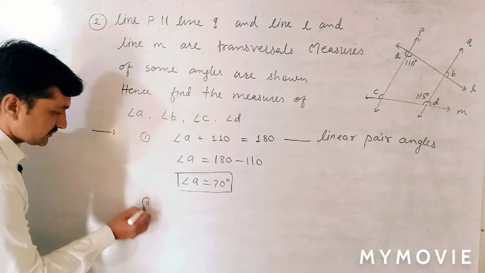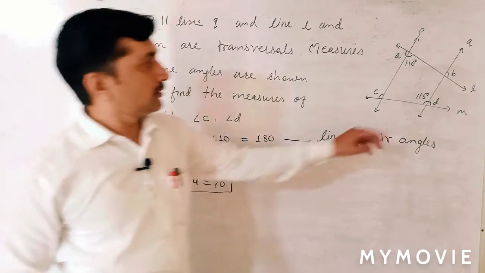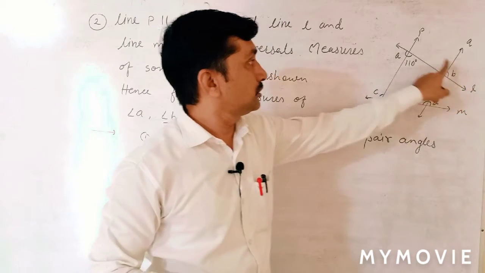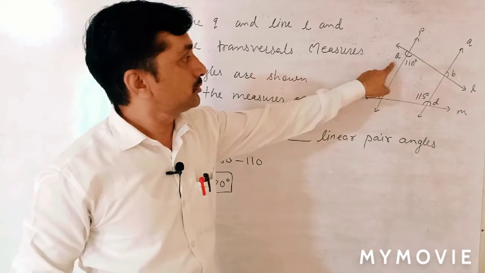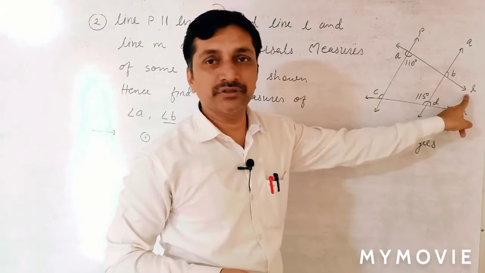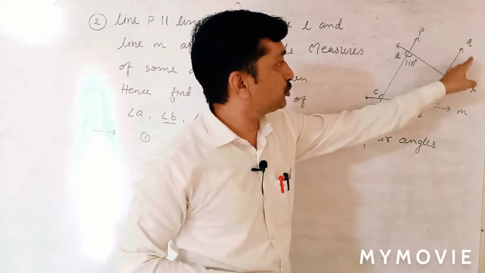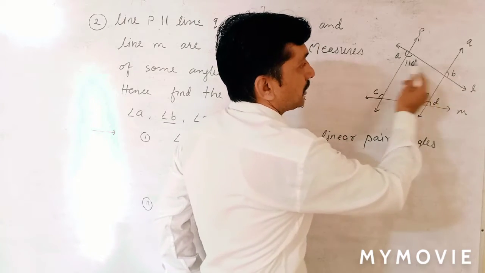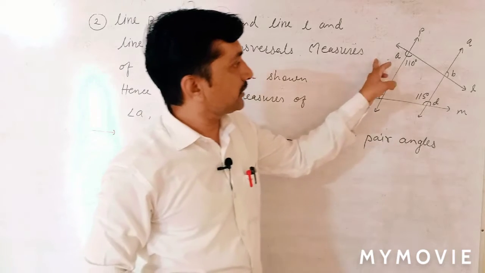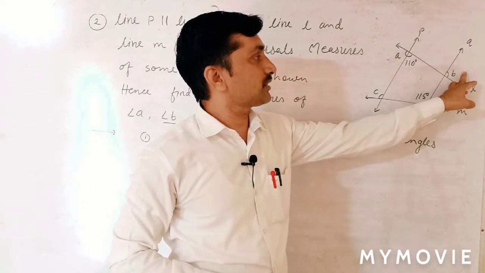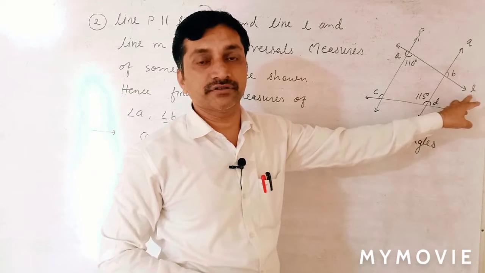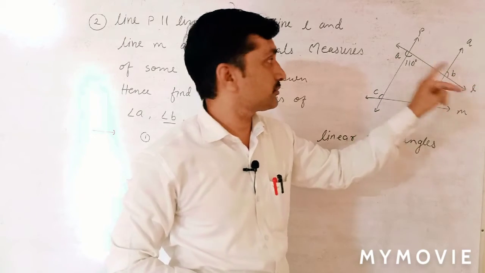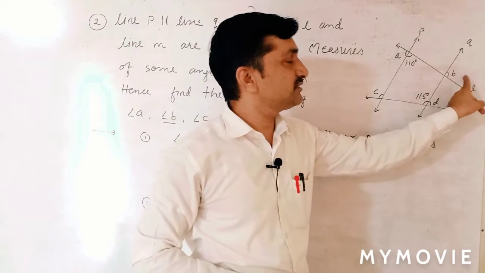Second, B. B is here on the second parallel line Q, and A is here on parallel line P. P and Q are parallel, and L is transversal. A and B are on opposite sides of the transversal, which means they are exterior alternate angles, and exterior alternate angles are congruent, of equal measure. That's why whatever the measure of A is, the same is the measure of B.